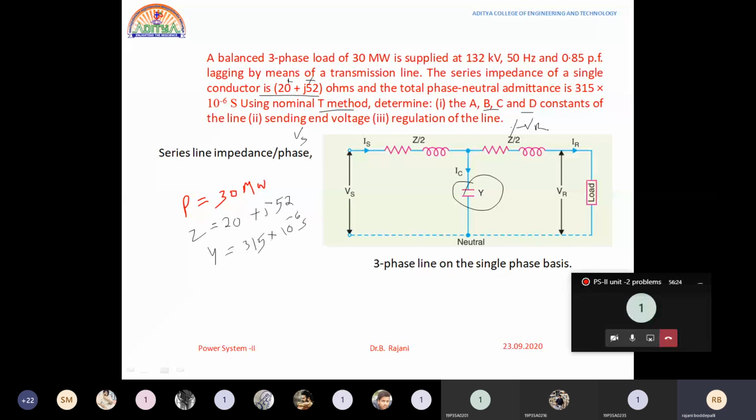See here, IS equals C into VR plus D into IR. VS equals A into VR plus B into IR. We have to compare these two equations. Why? Because we are finding the ABCD constants, the generalized circuit constants, by using the data given. We have the Z value, we have the Y value, we have power, line voltage, frequency, and power factor at the receiving side. Can we find the sending end voltage, regulation, and ABCD parameters? Yes, we can find them by using this data given.